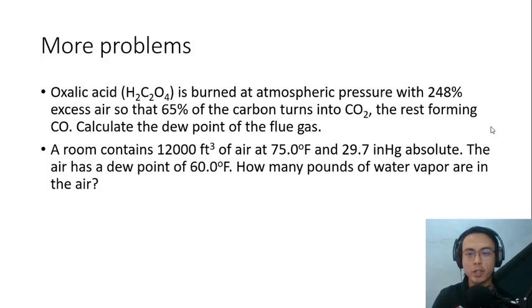So let's answer the first one. Oxalic acid is burned at atmospheric pressure with 248% excess air, so that 65% of carbon turns into CO2, the rest forming CO. Calculate the dew point of the flue gas. So this is now a combination between combustion problems and material balance involving gaseous mixtures with one condensable component. So let's draw the given.